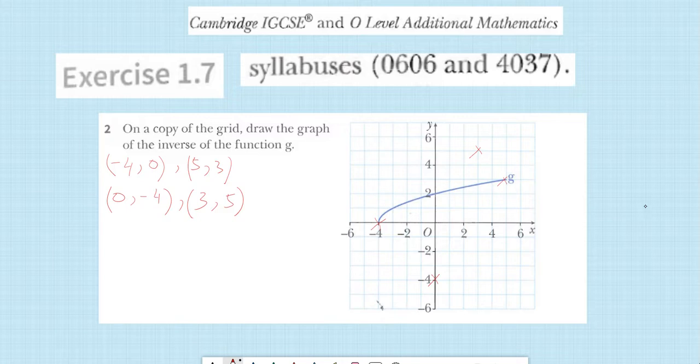But please keep in mind this is not a straight line, so don't use the scale. Before you join these 2 points, first draw the mirror line in order to get the correct reflection of the graph. So I'm going to draw a mirror line first.